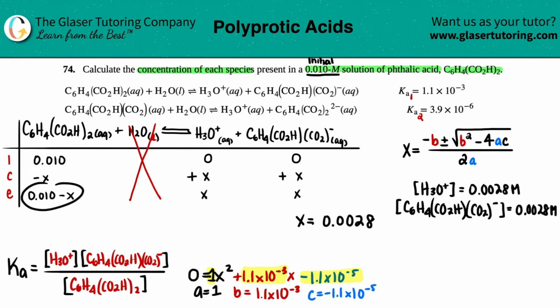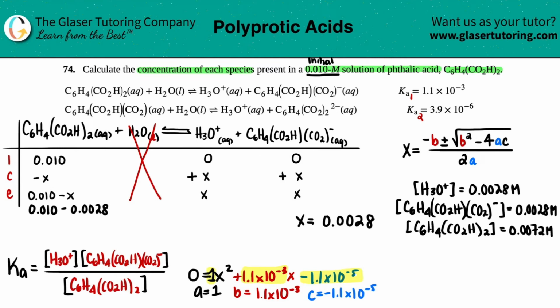Now coming back to your phthalic acid, it's 0.010 minus the 0.0028. And that's going to be that concentration. So C6H4, CO2H2. And let's see what that is. 0.01 minus 0.0028. I get 0.0072. Okay, so we have 3 concentrations ready to go. Now we're done with the first part. So we have to do the second part now.